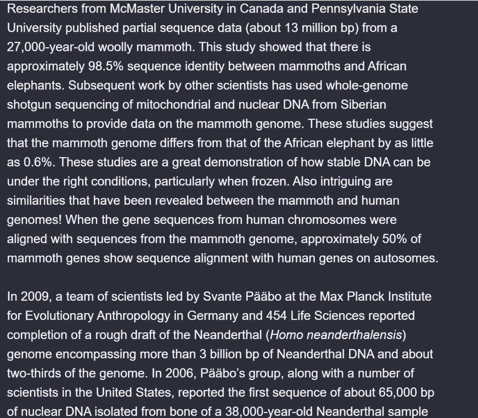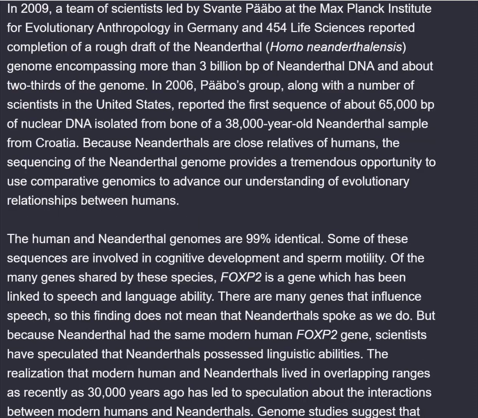These studies suggest that the mammoth genome differs from that of the African elephant by as little as 0.6%. These studies are a great demonstration of how stable DNA can be under the right conditions, particularly when frozen. Also intriguing are similarities that have been revealed between the mammoth and human genomes. When the gene sequences from human chromosomes were aligned with sequences from the mammoth genome, approximately 50% of mammoth genes show sequence alignment with human genes on autosomes.